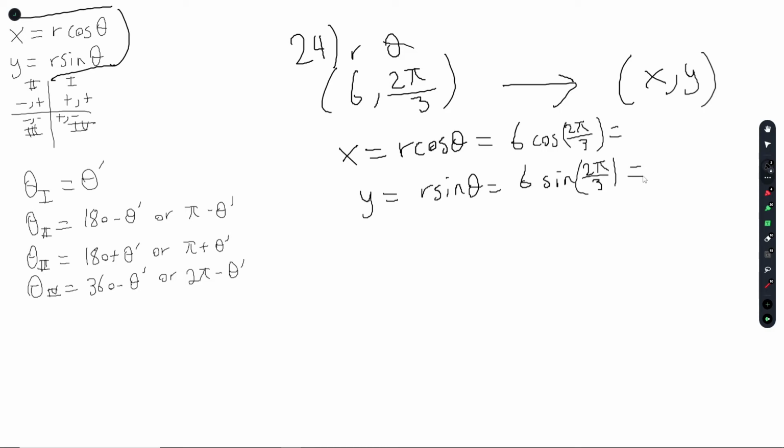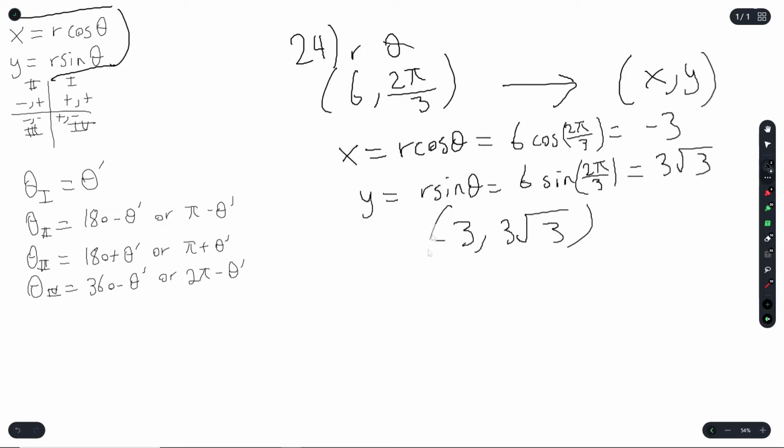6 cosine 2 pi over 3 gives you negative 3. And then sine gives you 3 radical 3. So the point is negative 3 and 3 radical 3. That's our answer.